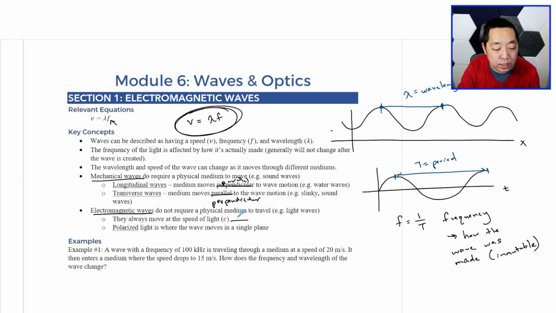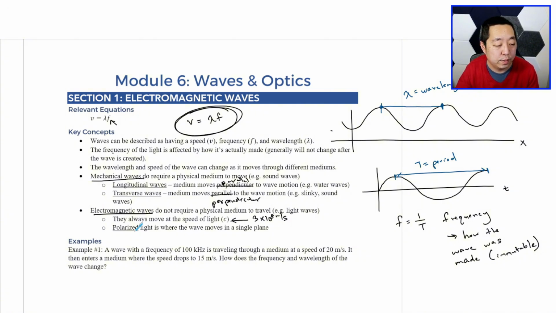For electromagnetic waves, like I said, there's no medium needed to travel. They always move at the speed of light c. Speed of light can change, but in vacuum, speed of light is 3 times 10 to the 8 meters per second. You don't need to memorize that. And there's a term called polarized light, where light moves in a single plane. That's just sort of a definitional term. So there's a lot of definitional terms. There's not honestly a lot to calculate for electromagnetic waves. A lot of these are just conceptual, definitional type things.